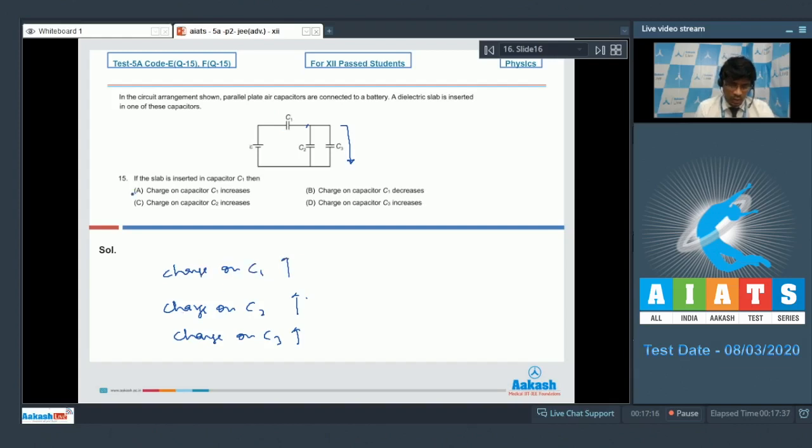So here charge on capacitor C1 increases is the correct answer. Charge on capacitor C1 decreases is wrong one. Charge on capacitor C2 increases and charge on capacitor C3 increases. So we are getting option A, C and D as the correct answer for question number 15. Now let's proceed to question number 16.